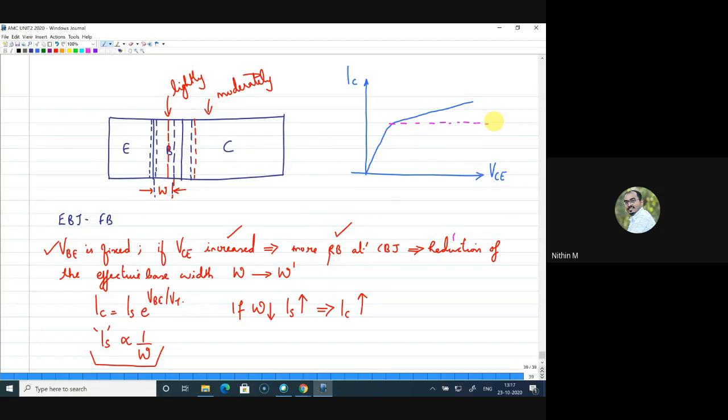Similarly, what happened here? The effective base width was modulated. This phenomenon is called base width modulation. It was first observed and studied by a scientist called J.M. Early, and we call this effect the early effect.